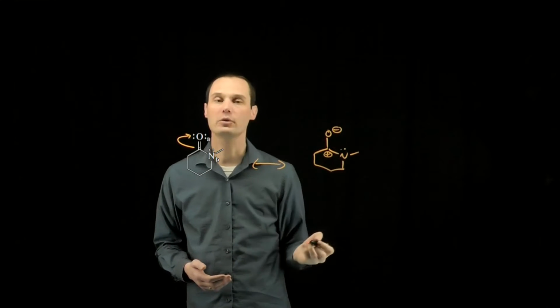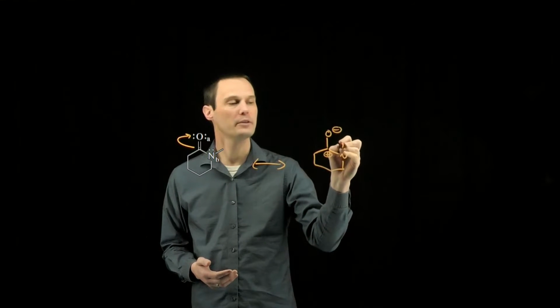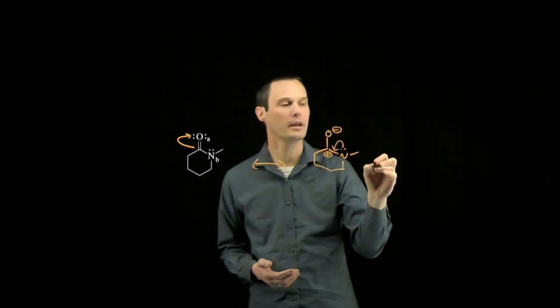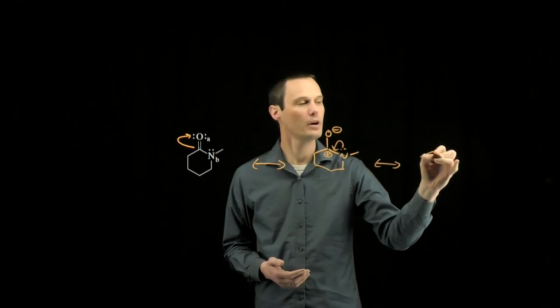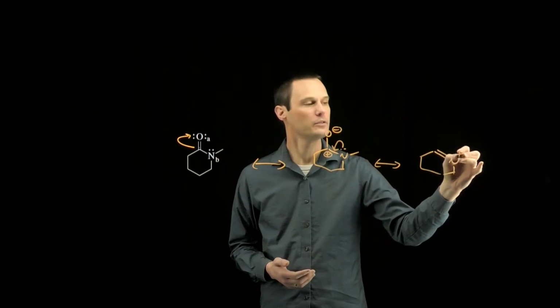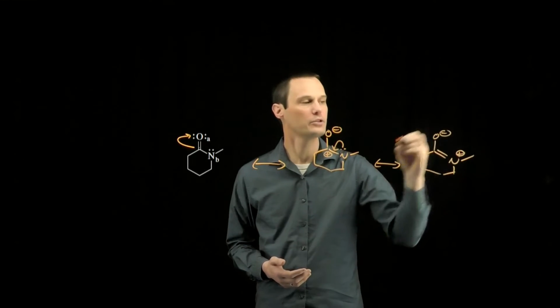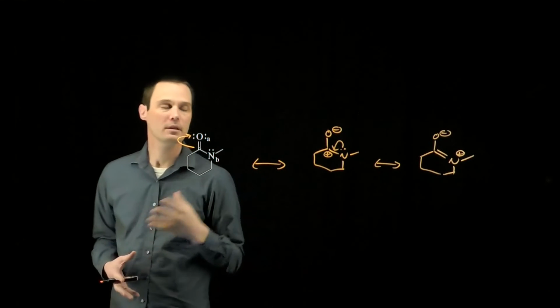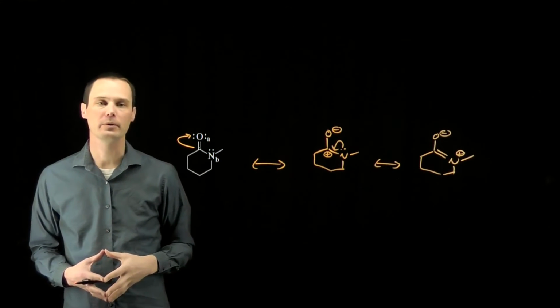We can draw an additional resonance contributor by taking a lone pair from nitrogen and sharing it between carbon and nitrogen to form a new carbon-nitrogen double bond. That will form a positive charge on nitrogen, while oxygen still has a negative charge. This is the resonance series for this molecule.